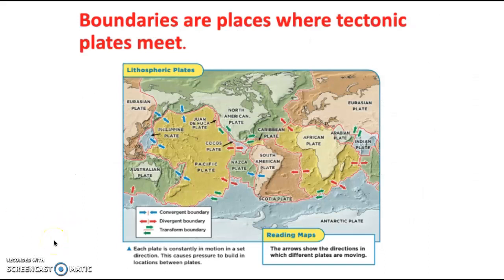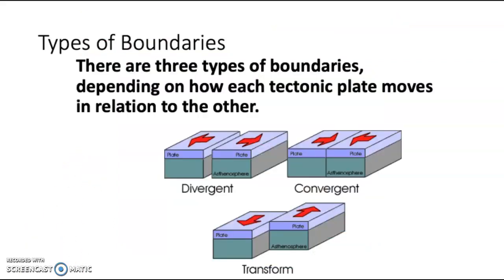Boundaries are places where tectonic plates meet. And our three types of boundaries depend on how they move. So if they pull apart, we call them divergent. If they push together, we call them convergent. And if they slide by each other, like scraping by each other, we call them transform.